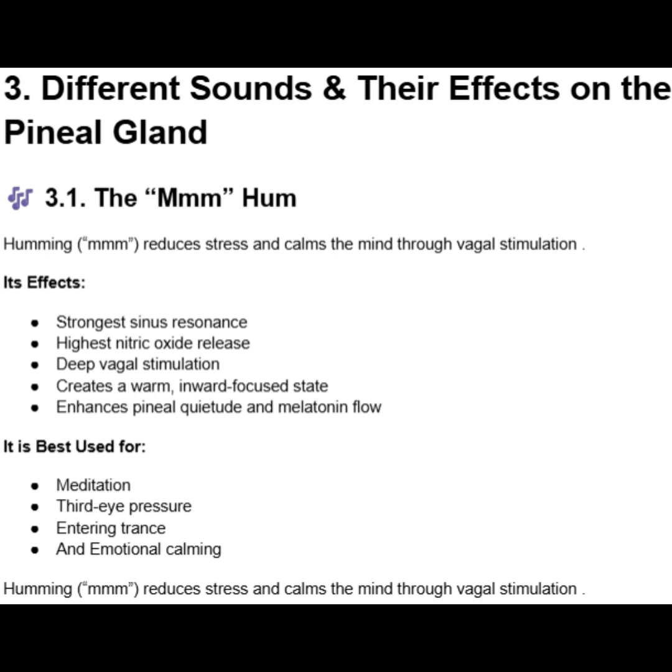3.1 The hum. Humming reduces stress and calms the mind through vagal stimulation. Its effects: strongest sinus resonance, highest nitric oxide release, deep vagal stimulation, creates a warm, inward-focused state, enhances pineal quietude and melatonin flow. It is best used for meditation, third eye pressure, entering trance, and emotional calming.